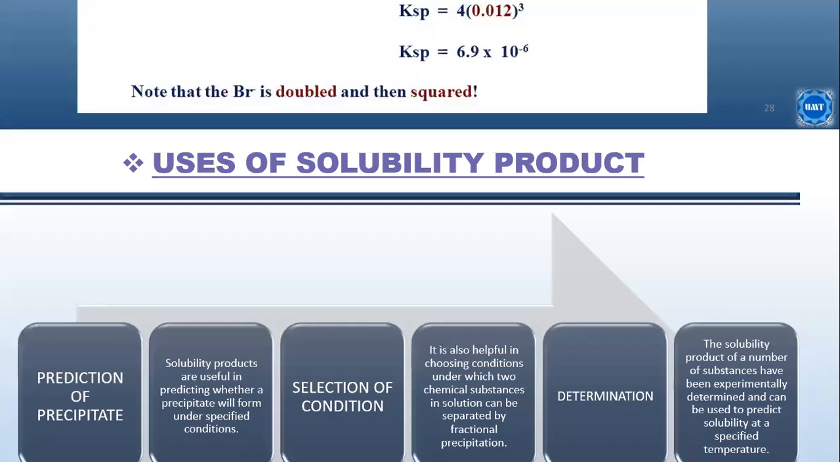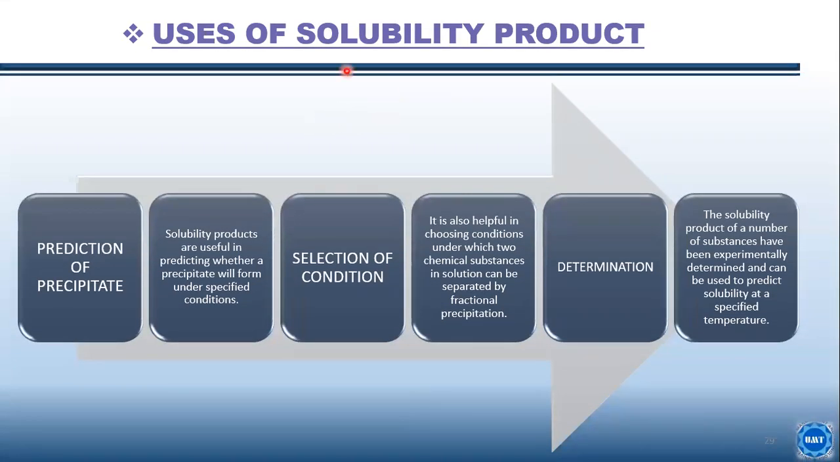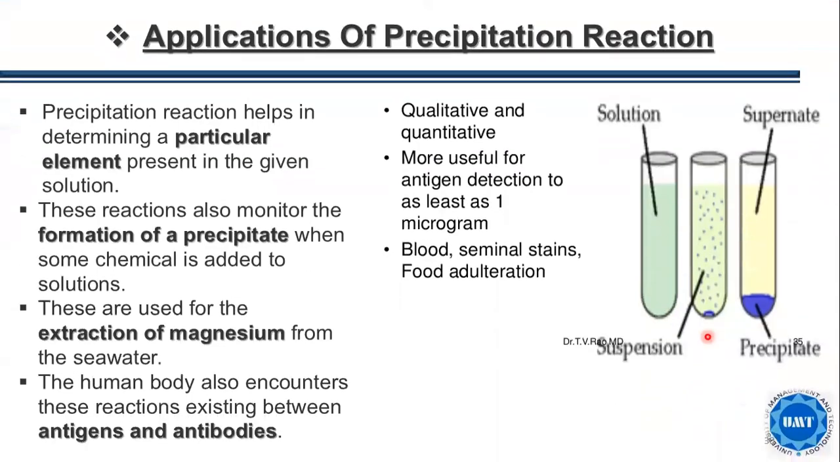What are the uses of the solubility product? It can predict the precipitate. Solubility products are useful in predicting whether a precipitate will form under specified conditions. It is also helpful in choosing the conditions. The solubility products of a number of substances have been experimentally determined and can be used to predict the solubility at a specified temperature.